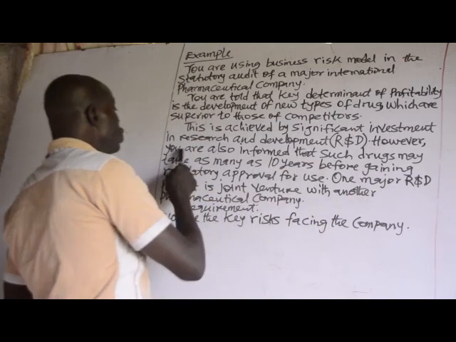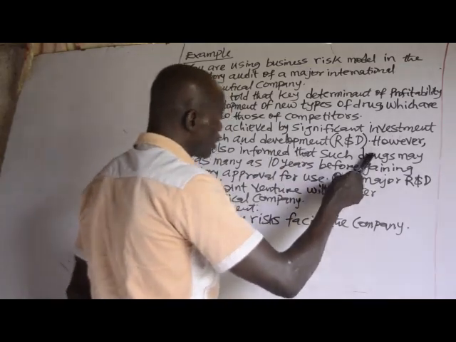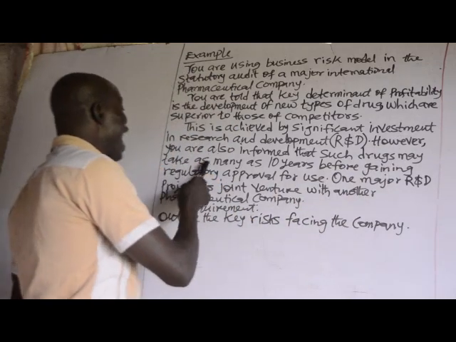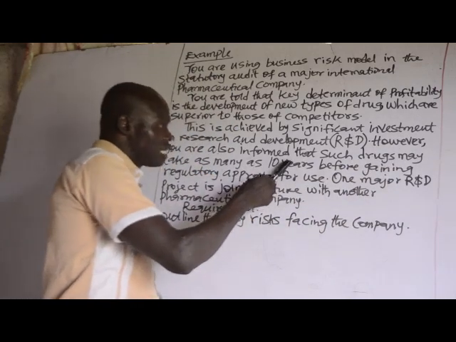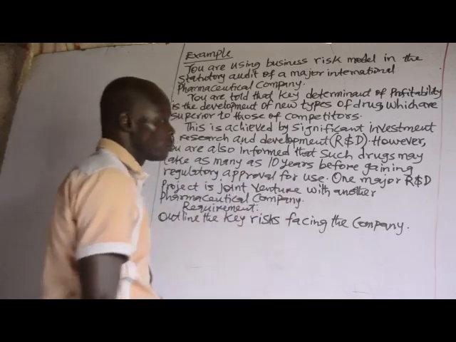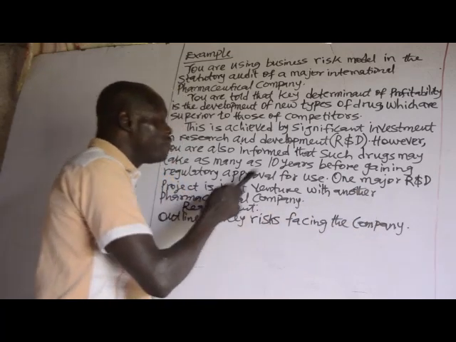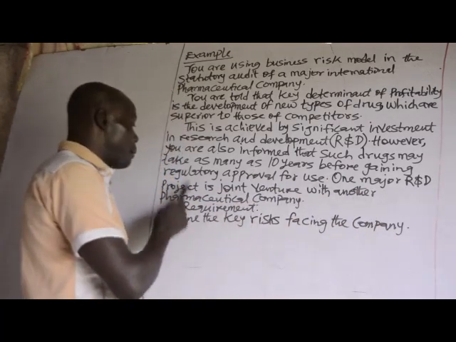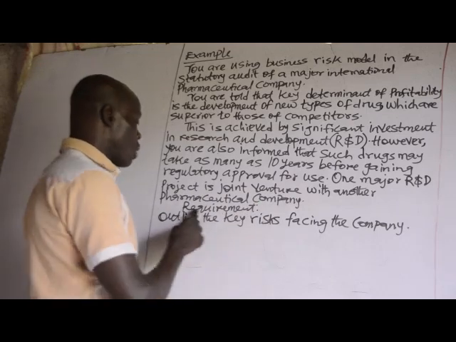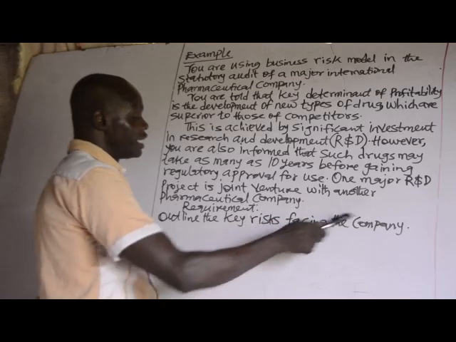However, you are also informed that such drugs may take as many as 10 years before gaining regulatory approval for use. One major research and development project is a joint venture with another pharmaceutical company. Requirement: outline the key risks facing the company.